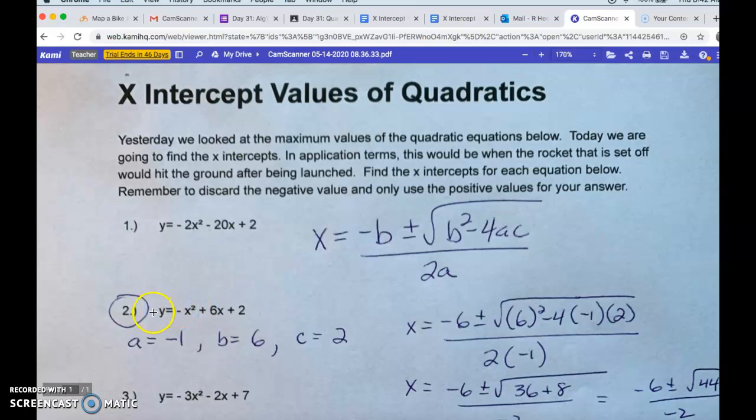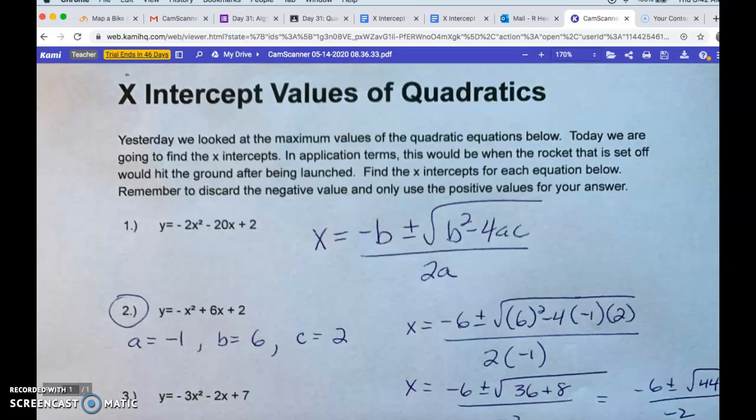It doesn't matter whether it's y equals this, or if it's 0 equal to that, or if you see the f of x notation. The first number with x squared is your a value. The second number is your b value, and the last number is your c value. So there's your a, b, and c. When you plug it into your quadratic formula, plug in your a values, your b values, your c values.